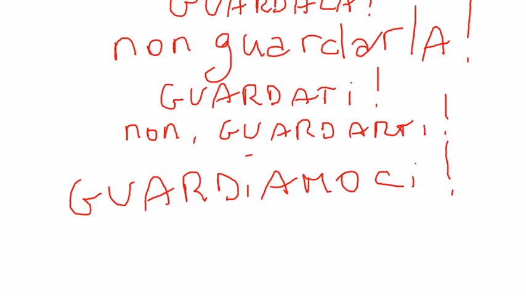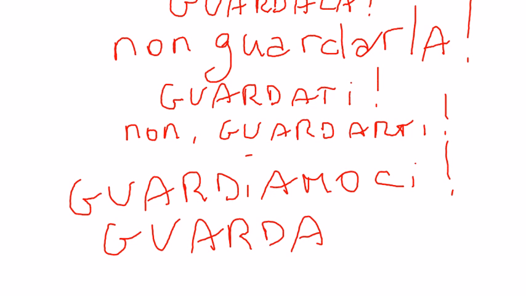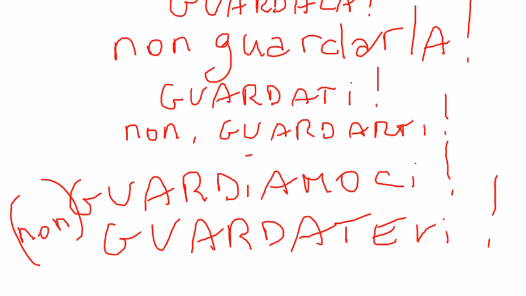If I want to issue a command to more than one person in front of me, not including me, to watch yourselves, I would say guardatevi. This means watch each other, watch yourselves. And we all know the negative. It's very easy. You just put non in front of it, and you just do it.